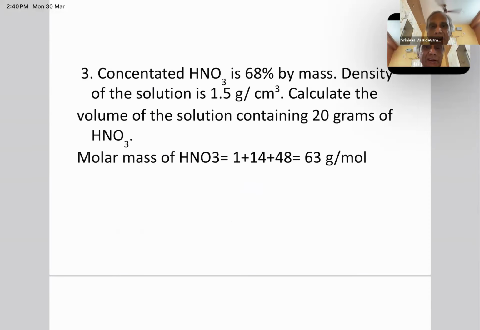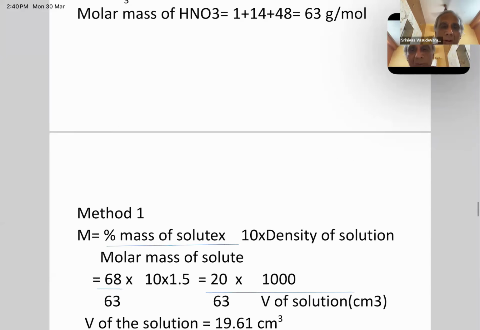Concentrated nitric acid is 68% by mass. Density of the solution is 1.5 gram per centimeter cube. Calculate the volume occupied by 20 gram of nitric acid. I'll be using two formulas here. Number one, percentage mass by molecular mass into 10 into density. Number two, mass of solute divided by molecular mass of solute into 1000 by volume of solution. Same solution, so molarity is the same here. I can equate the two equations and find out the volume occupied by 20 grams of nitric acid.